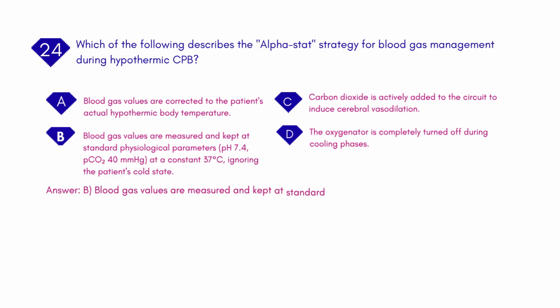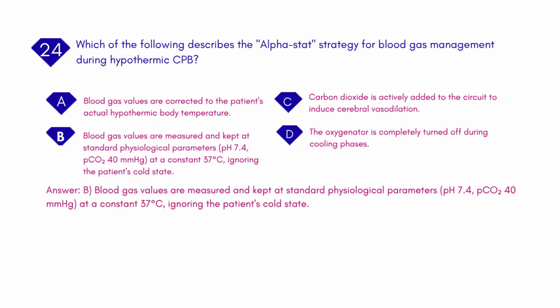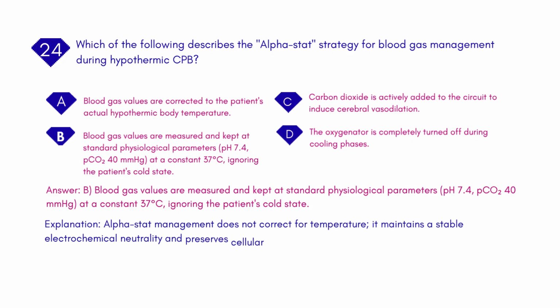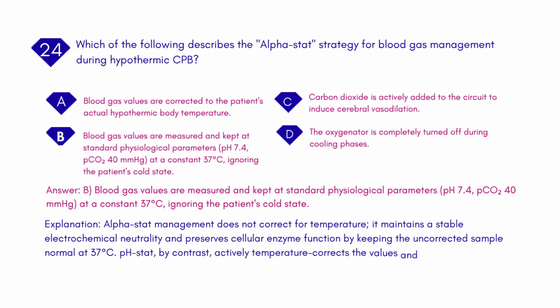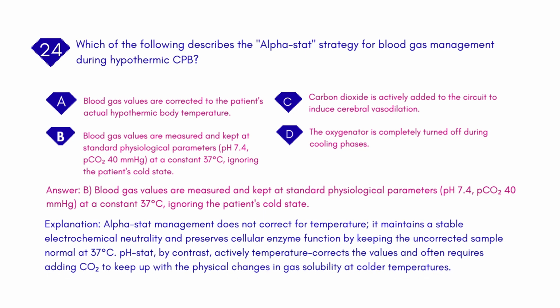Answer: B. Blood gas values are measured and kept at standard physiological parameters, pH 7.4, pCO2 40 mm of mercury, at a constant 37 degrees Celsius, ignoring the patient's cold state. Explanation: alpha-stat management does not correct for temperature, it maintains a stable electrochemical neutrality and preserves cellular enzyme function by keeping the uncorrected sample normal at 37 degrees Celsius. pH stat, by contrast, actively temperature corrects the values and often requires adding CO2 to keep up with the physical changes in gas solubility at colder temperatures.